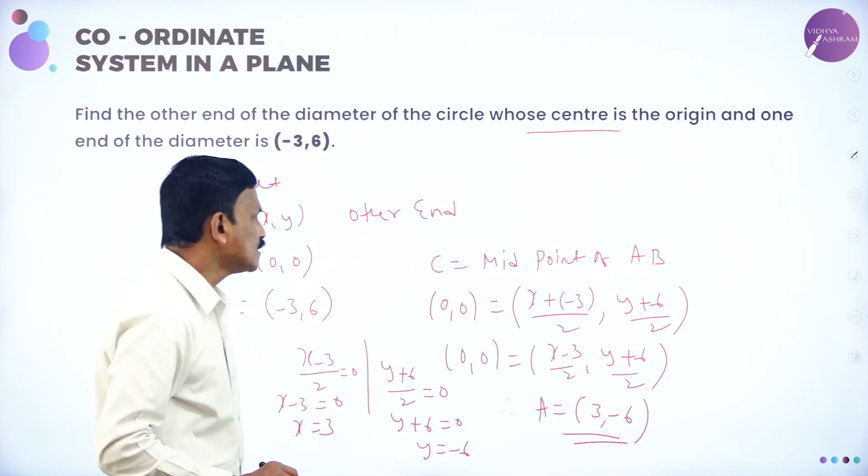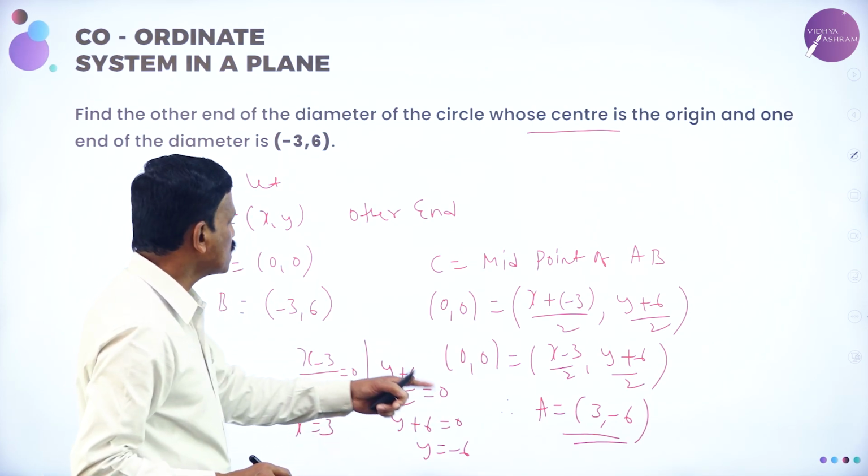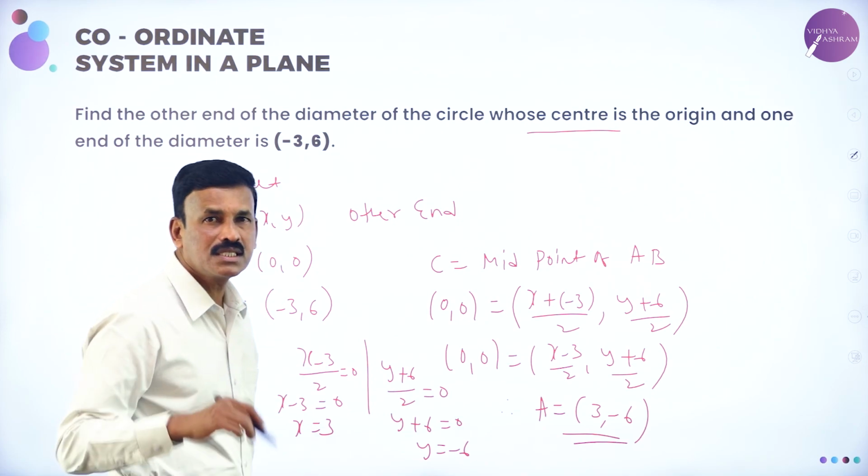That's it. Okay. See, if you simplify, minus 3 plus 3 is 0, minus 6 plus 6 is also equal to 0, so you will get the center as 0 comma 0. That is simple verification.